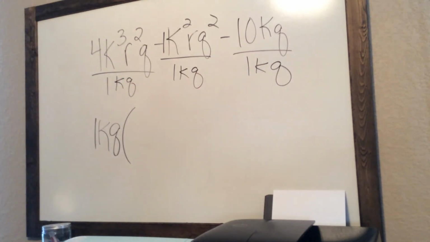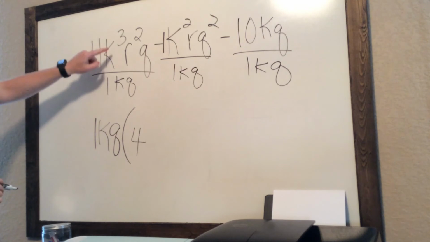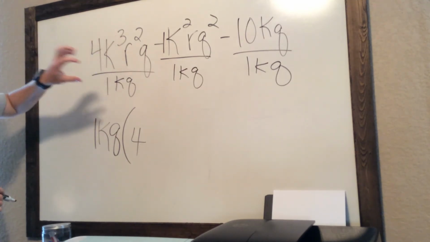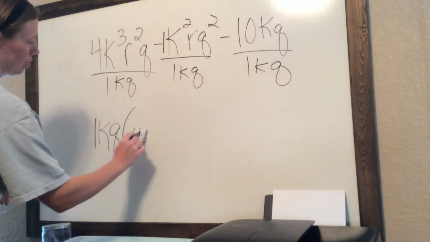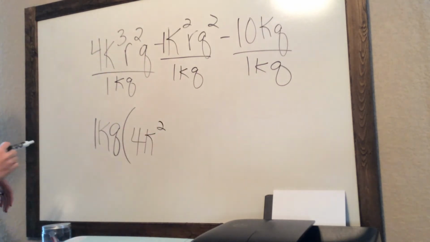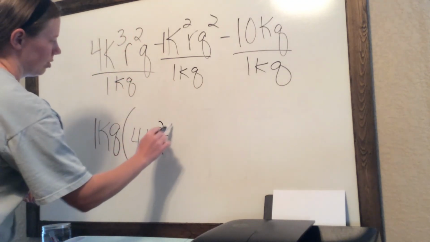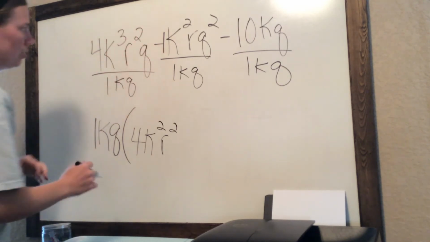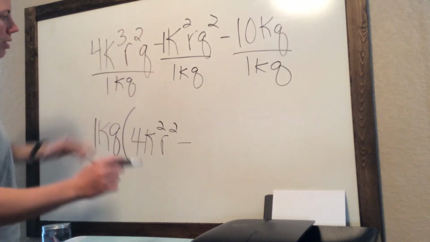4 divided by 1 is 4. I have k cubed and k, so that means I have 3 k's, and I'm taking 1k away. 3 minus 1 would be 2. r squared, and I'm not taking any r's away, so it's still going to be r squared. And then I have 1q, and I'm taking away 1q, so that's going to go to 0. Minus 1 divided by 1 is still going to be 1.